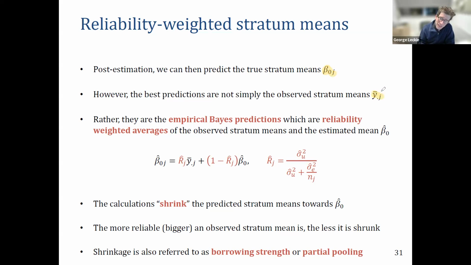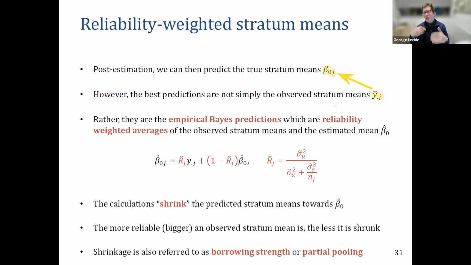But we critique these because where they have very small sample size, they're very erratic. So is there some kind of way that we can use the observed stratum means, to use the data that we have to make some inference about the actual quantity of interest? And the answer to that is yes, okay? And it's going to be called empirical Bayes prediction.